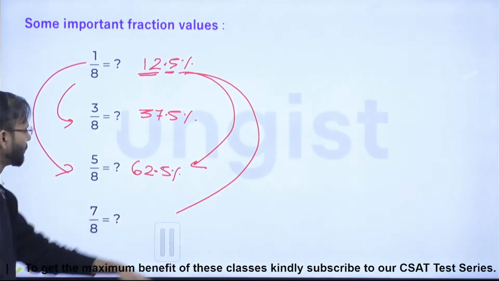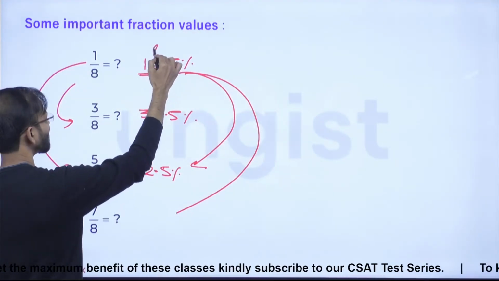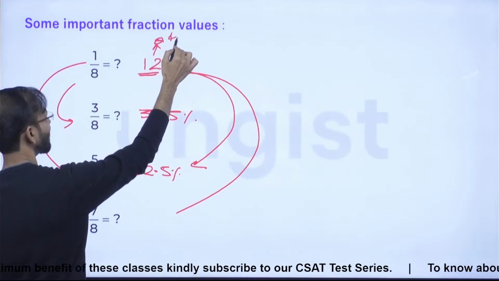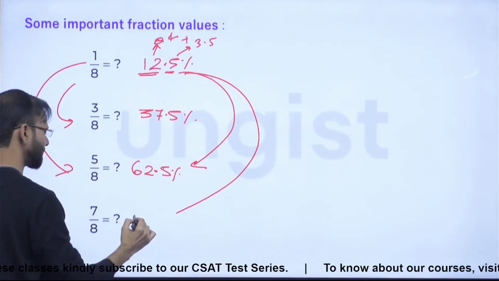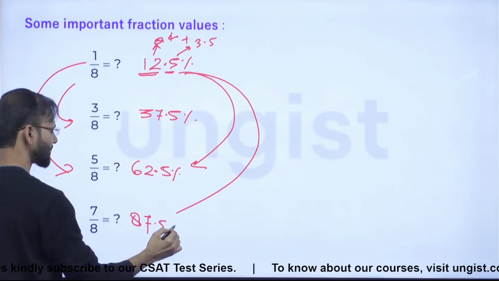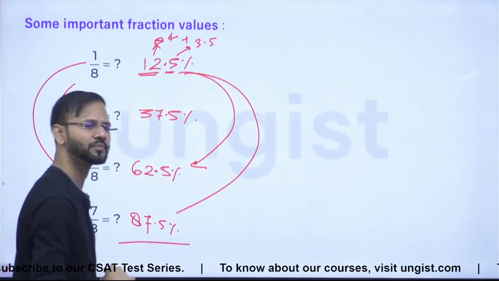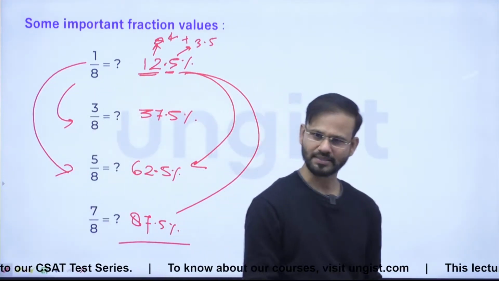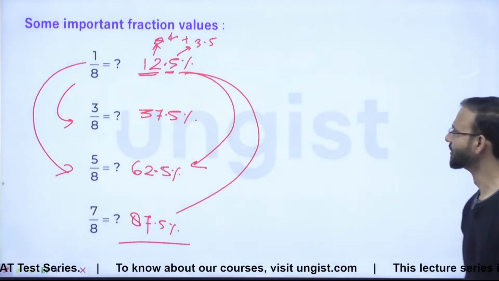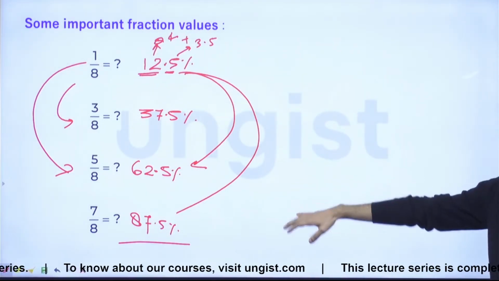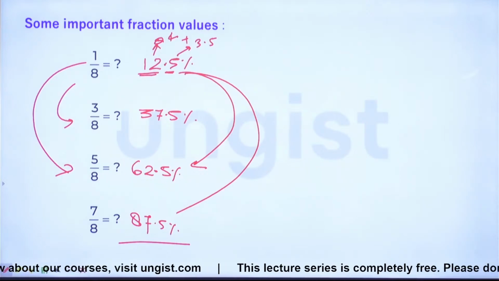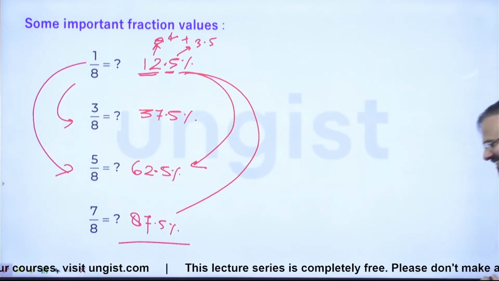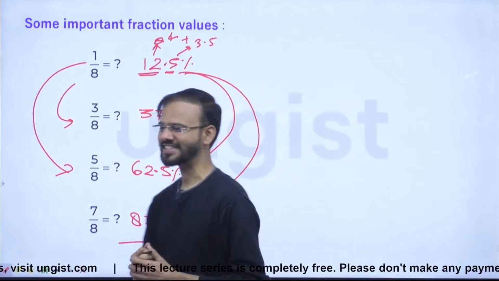Right? 12 into 7 is what? 84. And half of 7 will be 3.5. These two values will be added, right? 87.5%. Everyone, yes or no? Guys, clear? Right? Okay. So if you want to write it down, you may please write it down, right? Else it is okay. Yes.